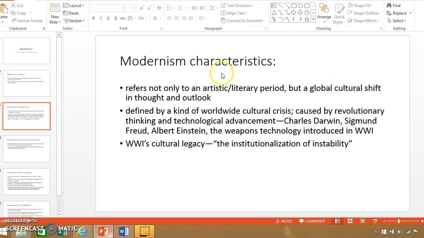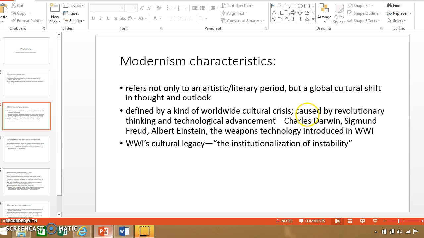Modernism characteristics. Modernism refers not only to an artistic literary period, but a global cultural shift in thought and outlook. Modernism is an attitude as well as a period. It's defined by a kind of worldwide cultural crisis caused by revolutionary thinking and technological advancement, mainly in the very late 19th century and then transitioning into the 20th century. Charles Darwin, Sigmund Freud, Albert Einstein, and the weapons technology introduced in World War I.